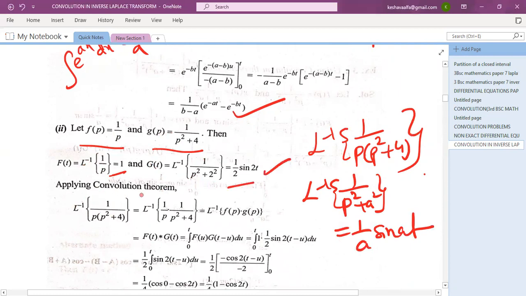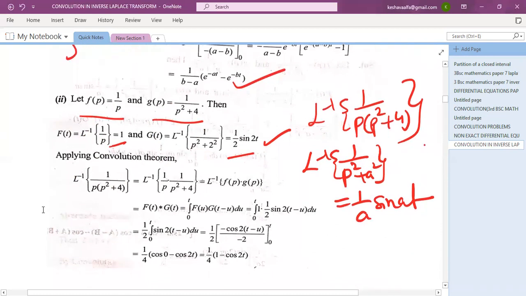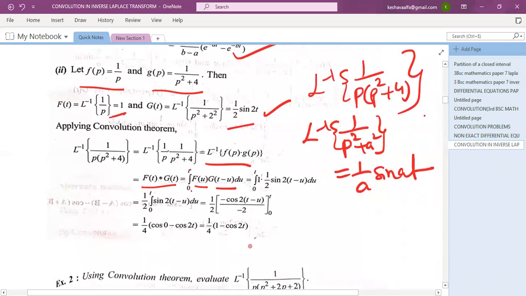So applying convolution, that is L inverse of 1 by p into 1 by p square plus 4. It is in the form of L inverse of f of p into g of p. That is the definition of convolution, f of t star g of t is equal to integral 0 to t f of u g of t minus u du. That is integral 0 to t. So f of t is 1, so f of u is also 1. g of t is 1 by 2 sine 2t, so g of t minus u is 1 by 2 sine 2 into t minus u du.